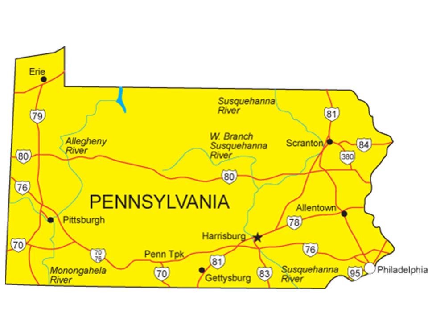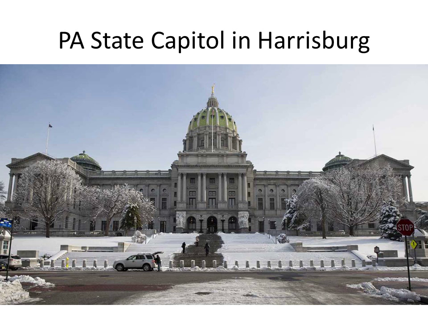Besides the national government, there is a state government in every state. For example, in Pennsylvania, the center of the state government is in Harrisburg, where the star is on this map. This is the Capitol building in Harrisburg, looking very much like our national Capitol building in Washington, D.C.